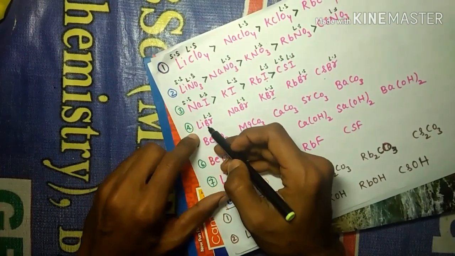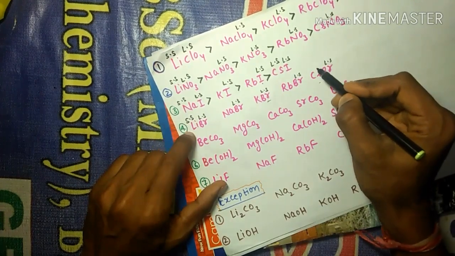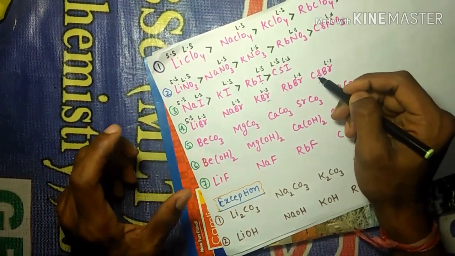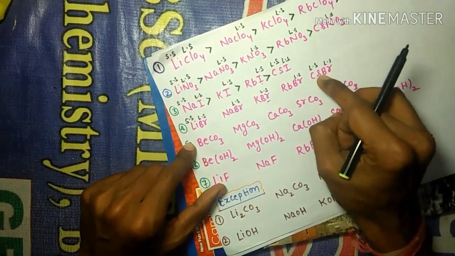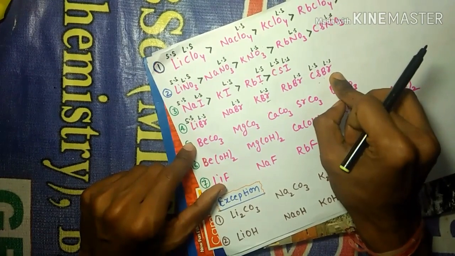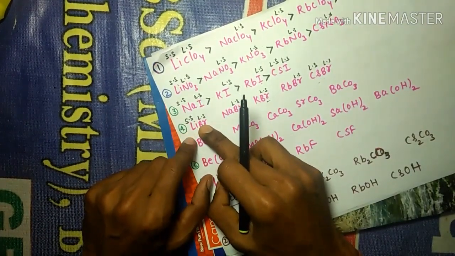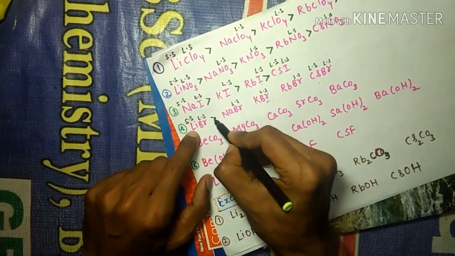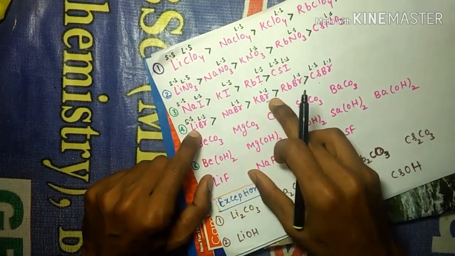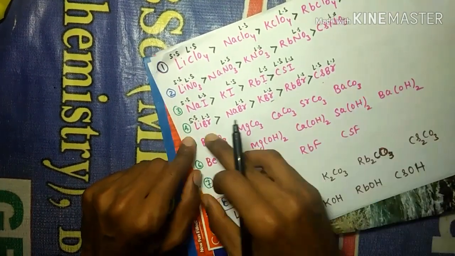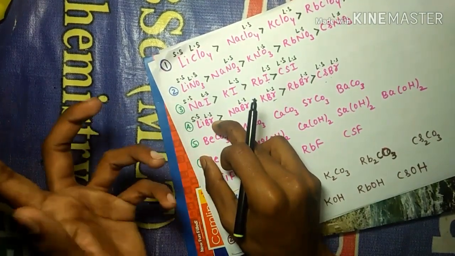So Li plus has a very small size, and Cs plus also has a large size. So there is a negligible difference between Cs plus and Br minus, so it has low solubility, and LiBr has the larger solubility, so the answer will be in this order: LiBr, NaBr, KBr, RbBr, CsBr. Because in LiBr, the size difference is very large.